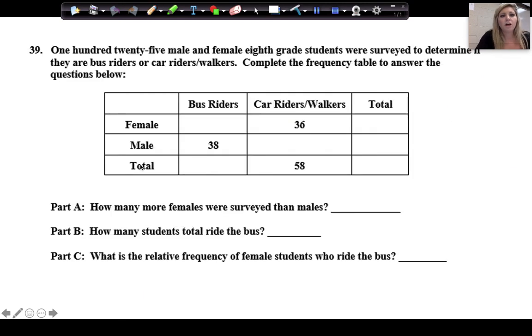Okay, 125 male and female students. That's our total, which goes in the bottom right corner always. They were surveyed to determine if they are bus riders or car riders or walkers. Complete the frequency table below. So we are subtracting. 125 minus 58 gives us this answer.